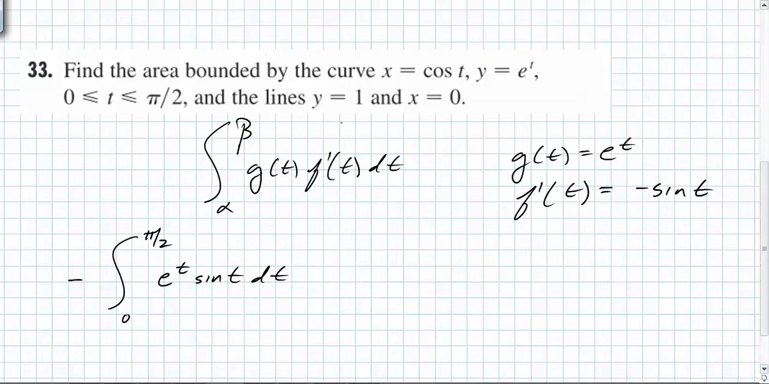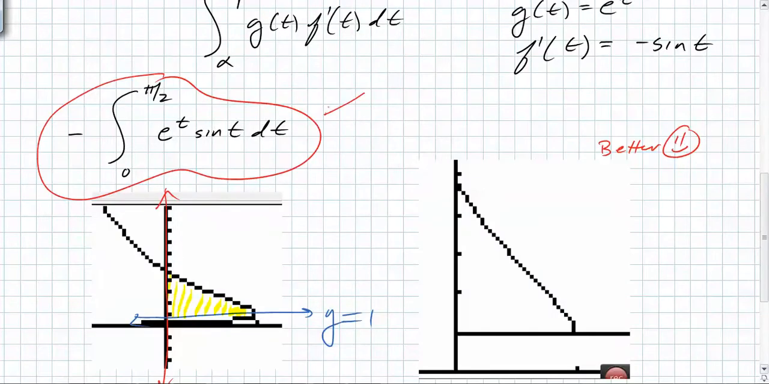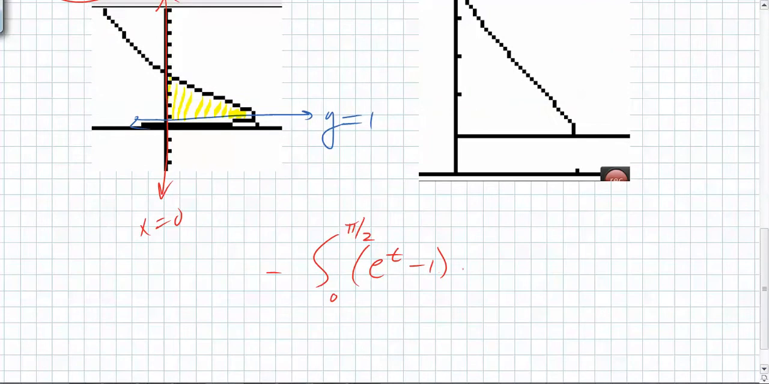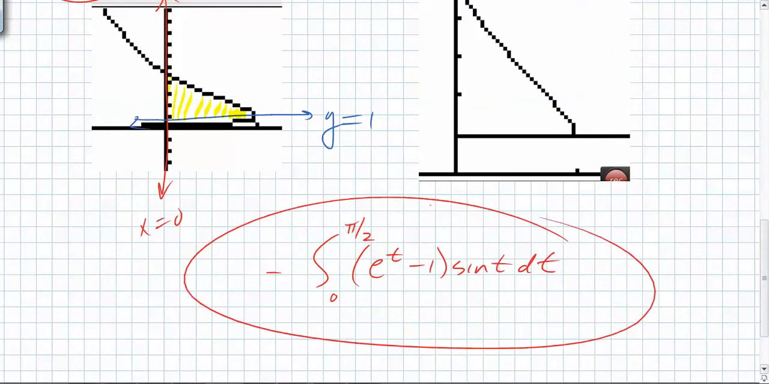Now, the lines y equals 1 and x equals 0, how do those come into play? This is too much though, right? So it'll be e to the t minus 1. Yeah, exactly. So all you're doing is cutting off that little bit. Does everybody see what's going on here? So what should we change it to? It should be negative, 0 to pi over 2 of e to the t minus 1 times sine t dt. Do we think that's right?